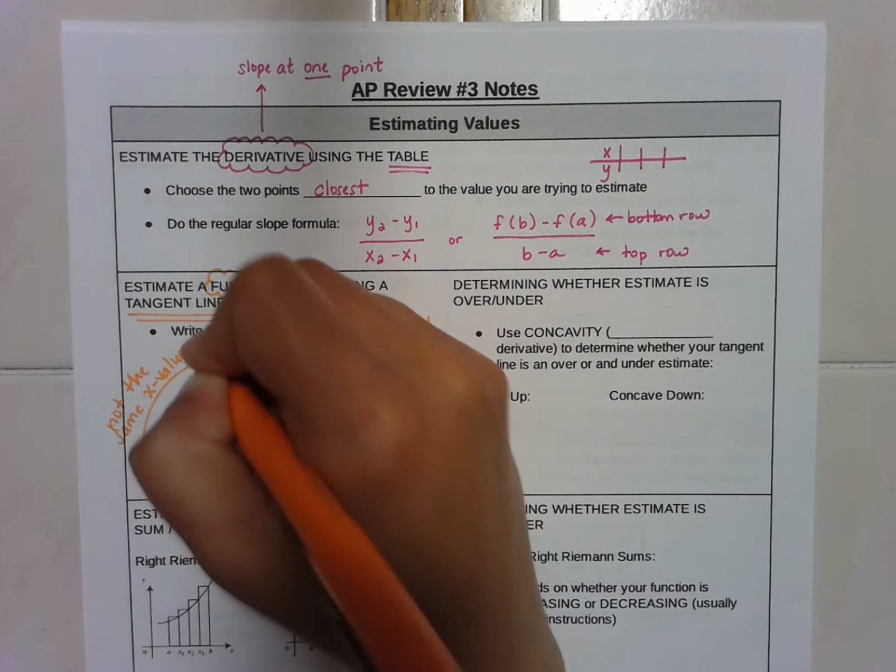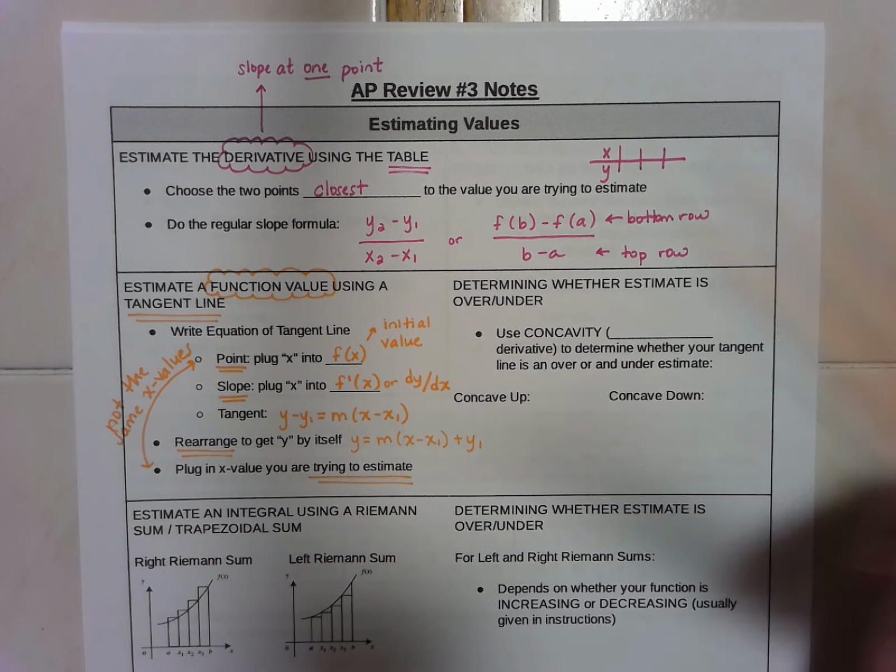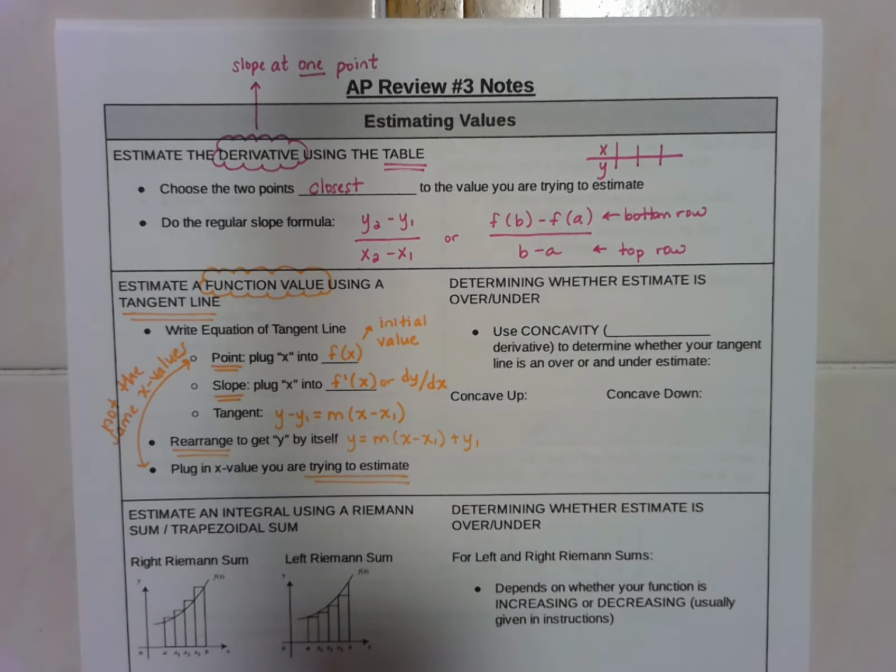Your tangent line will probably be at a specific number that's nice to plug in, like the number 2, and you might be trying to estimate what happens when x is 2.1. So these are not the same x values, but you're using this x value to estimate this one.